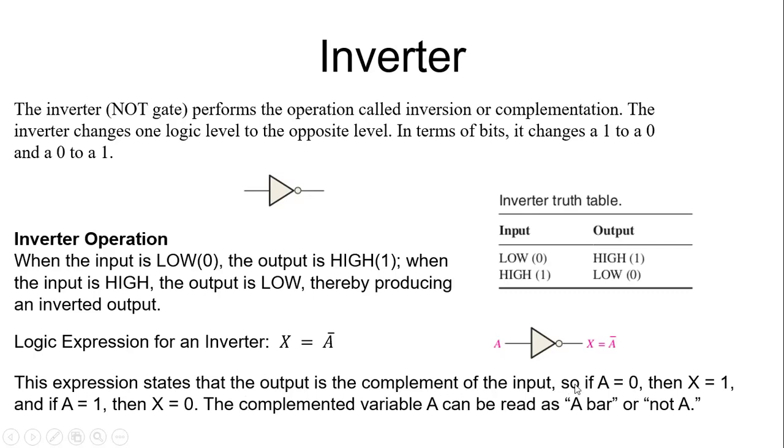So if A is equal to 0, then X is equal to 1. If A is equal to 1, then X is equal to 0. The complemented variable A can be read as A bar or A not. So this is the inverter.